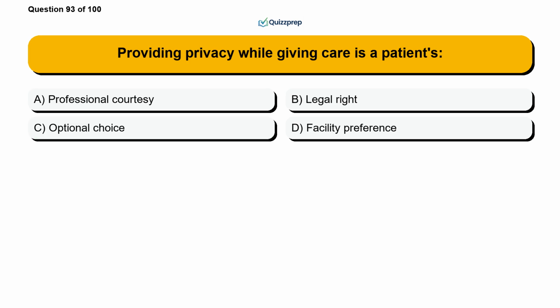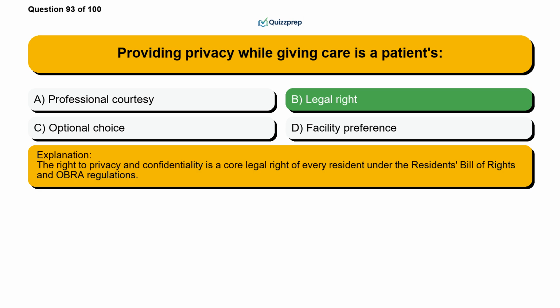Question 93. Providing privacy while giving care is a patient's: Option A, professional courtesy. Option B, legal right. Option C, optional choice. Option D, facility preference. The correct answer is option B, legal right. The right to privacy and confidentiality is a core legal right of every resident under the Residents' Bill of Rights and OBRA regulations.